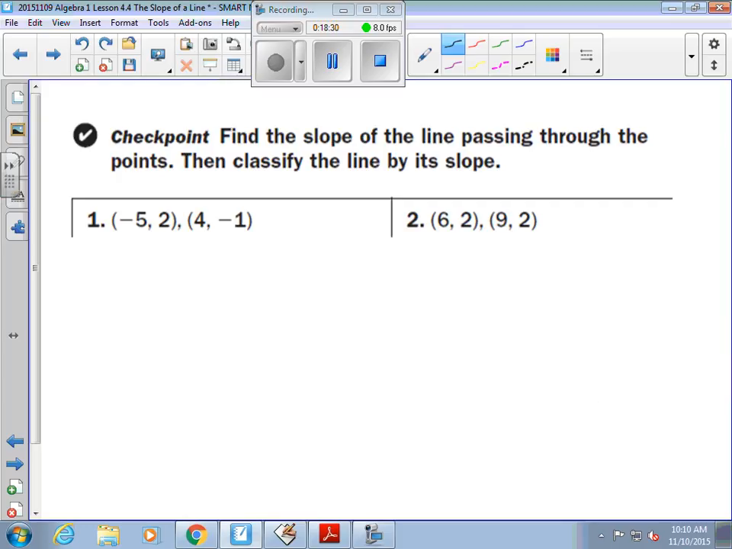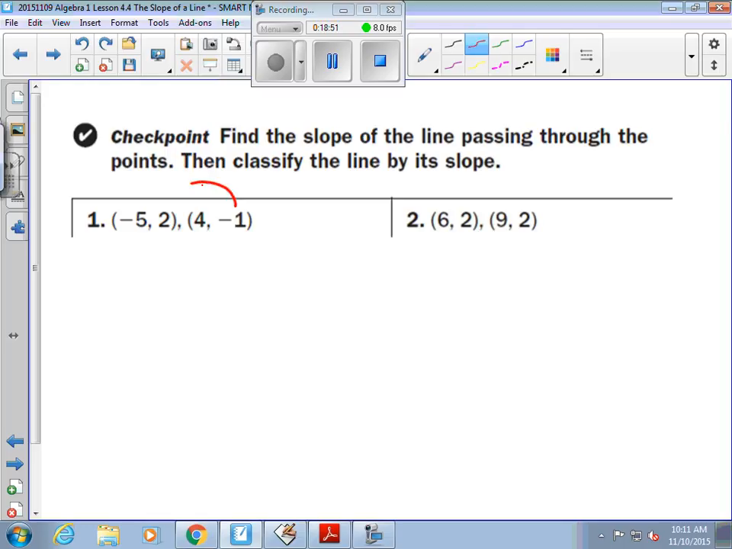Then you have a checkpoint. It says find the slope of the line passing through these points, then classify it by its slope. When it says classify it by its slope, it means call it positive or negative, vertical or horizontal. So the first one is slope.